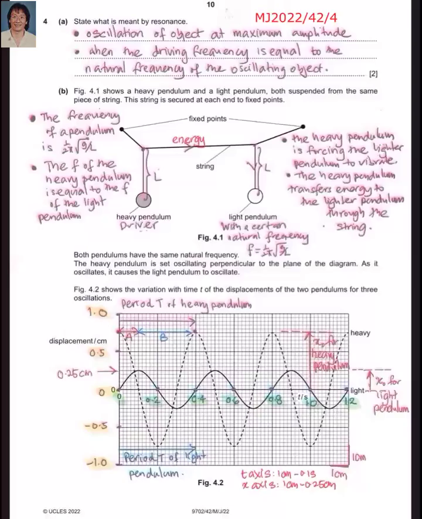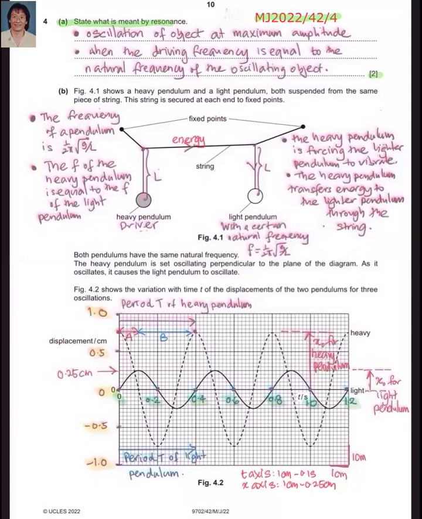This is a May-June 2022 variant 42 question. This question involves resonance and phase difference. For part A, we have to state what is meant by resonance. This question carries 2 marks.